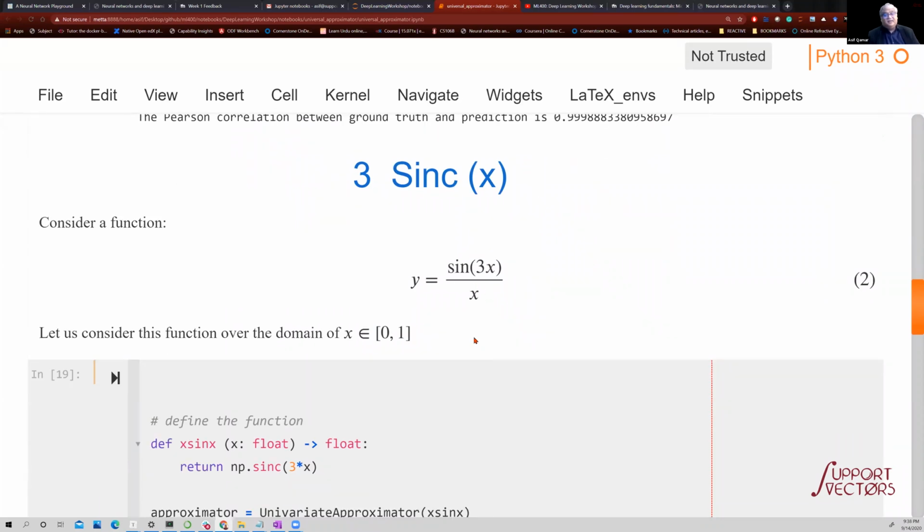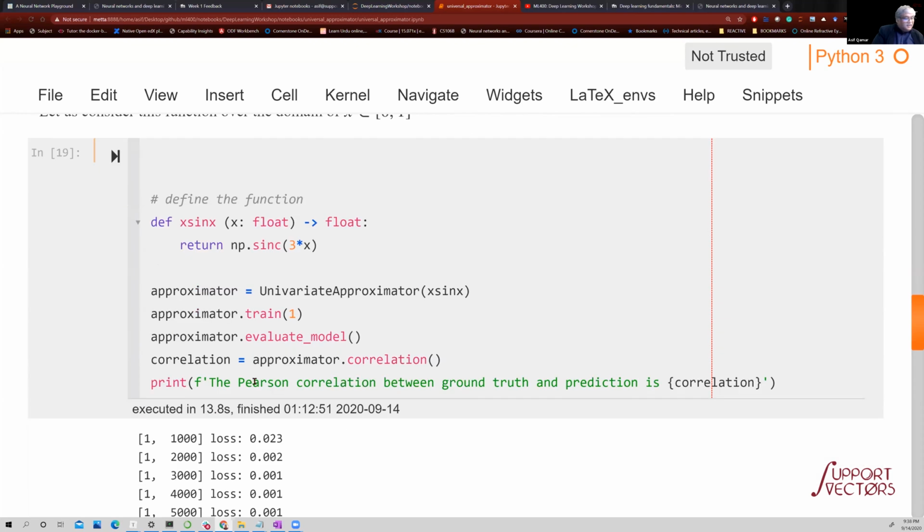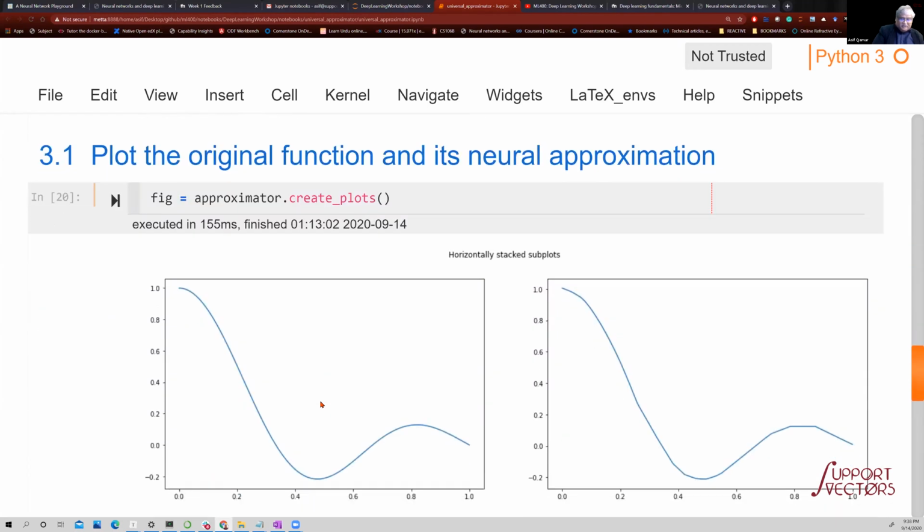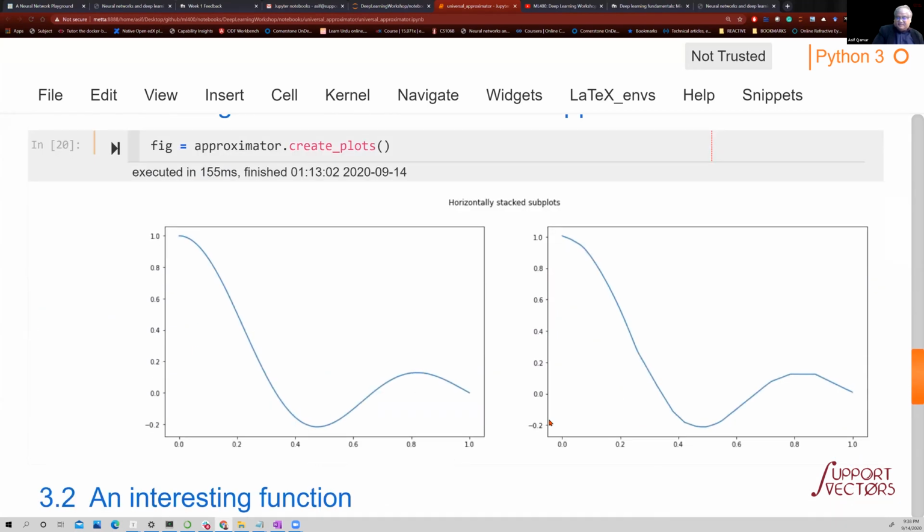Those of you with some background in hardware would perhaps be in love with this function. It's very common. What does it look like? I won't run it because it will take a bit of time, but not much time. So now I made a curve that looks like this, and look at this. This thing has been able to approximate that also.